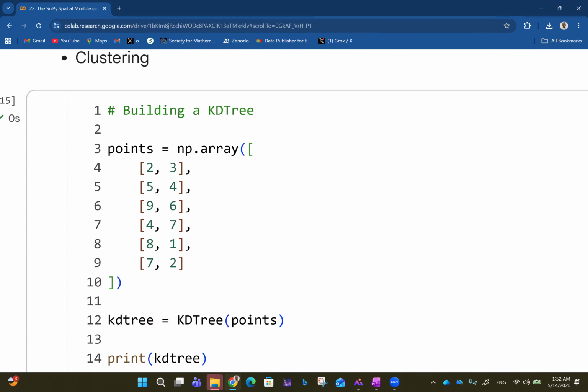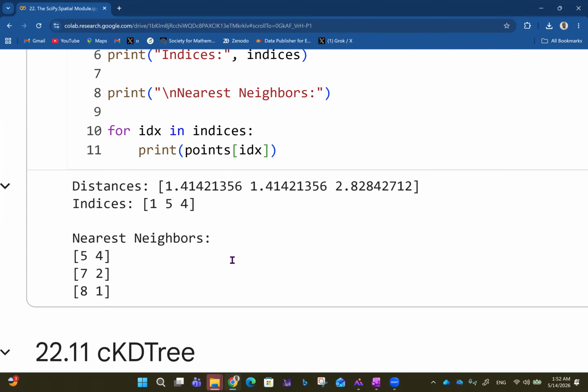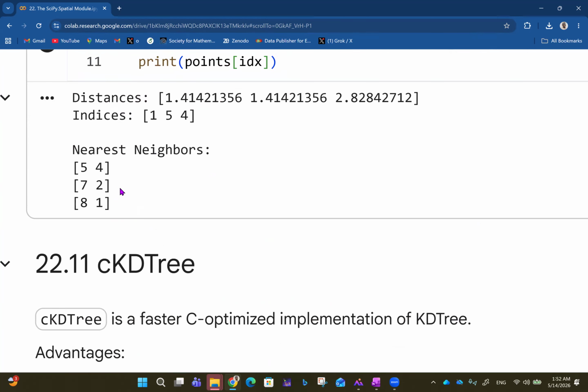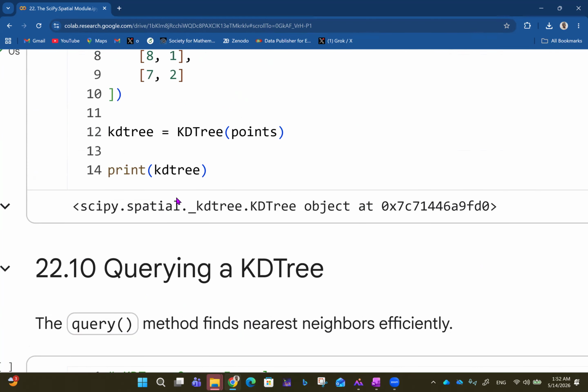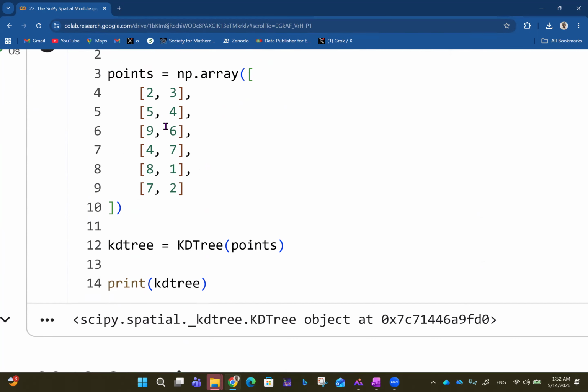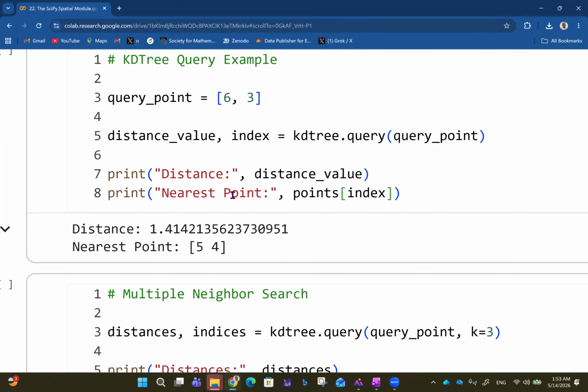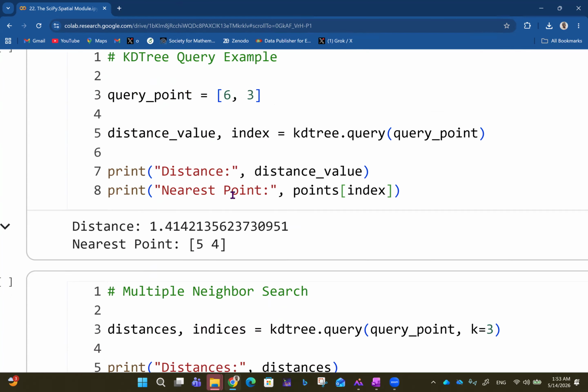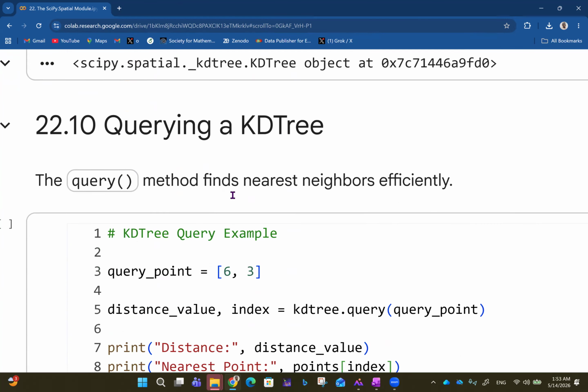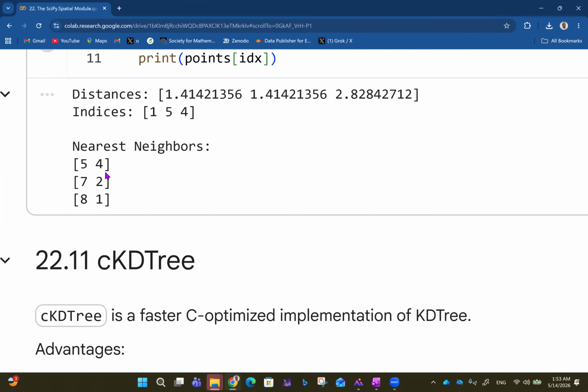And in Python, right, we refer to points starting from 0. So this is like 0, 1, 2, 3, 4, 5. So that's why 1 is 5, 4, like that. So 5 is 7, 2, I believe. 5 is 7, 2: 0, 1, 2, 3, 4, 5, yeah. And then 4 is 8, 1, and that's exactly what we have here.